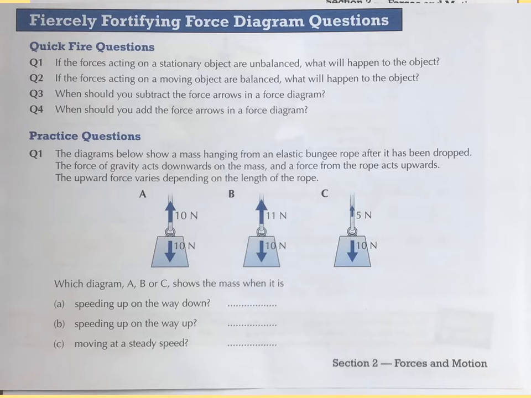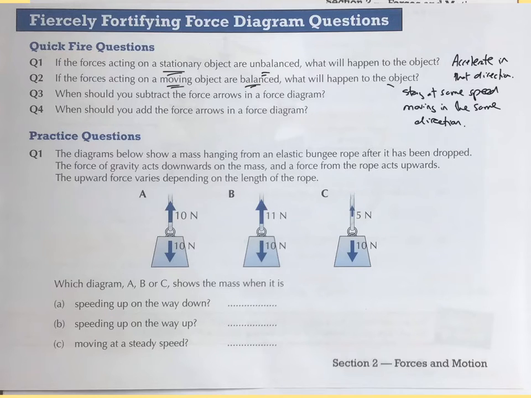Okay. So, quickfire questions. If the forces acting on a stationary object are unbalanced, what will happen to the object? Well, it's going to move or accelerate, isn't it, in the direction of the force. If the forces acting on a moving object are balanced, what will happen to the object? If it's already moving, it will stay at the same speed. It will also keep moving in the same direction. In other words, because the forces are balanced, nothing's changed.